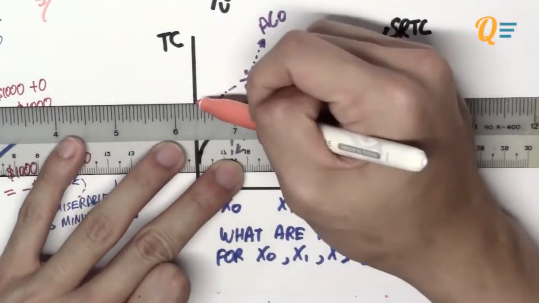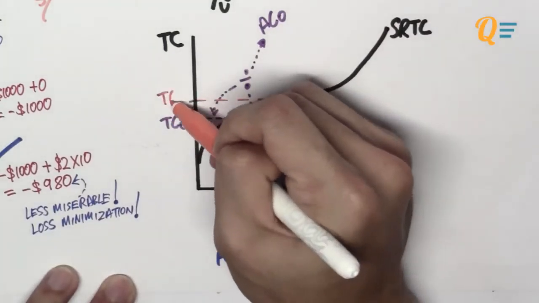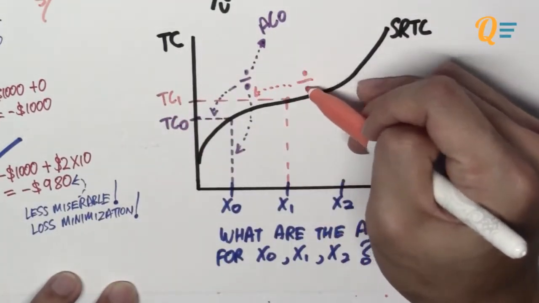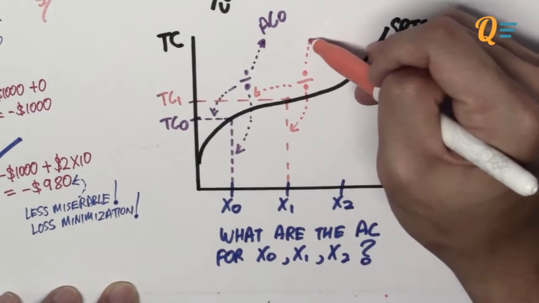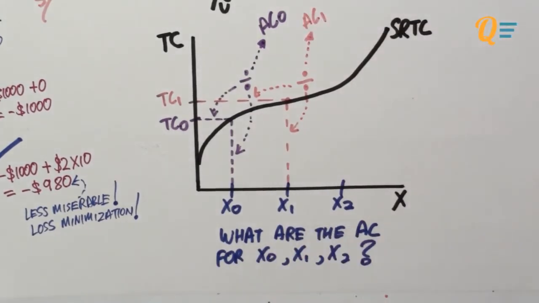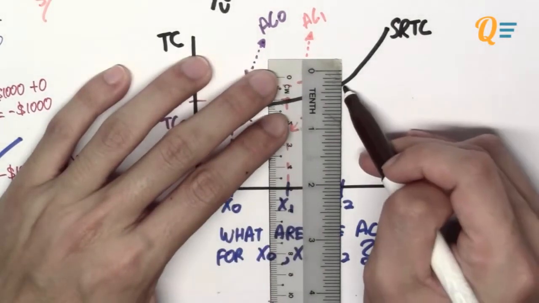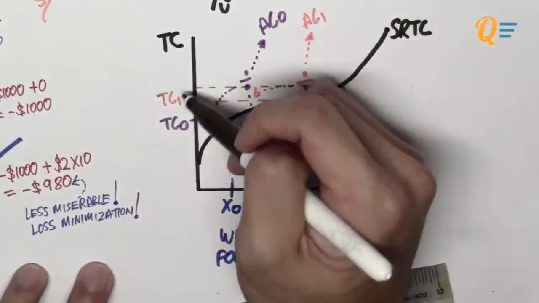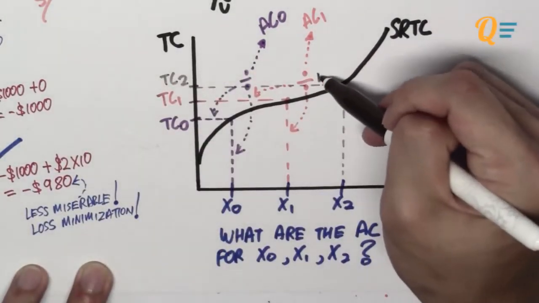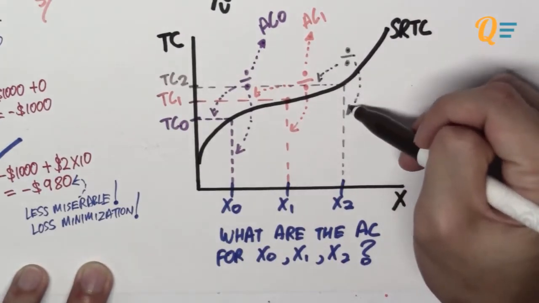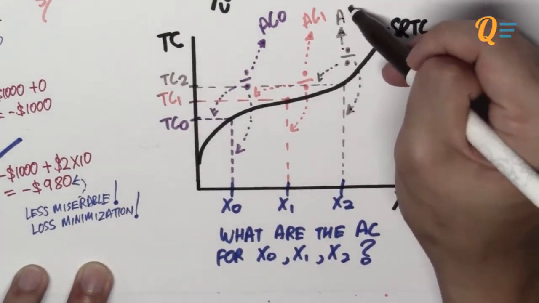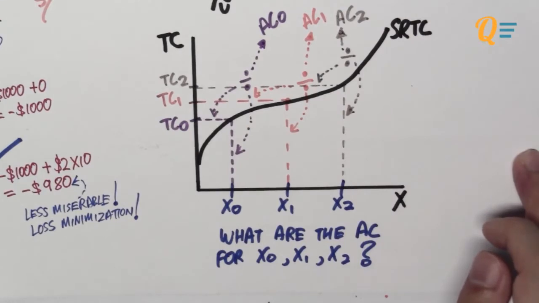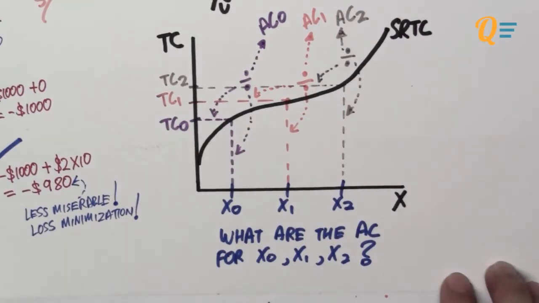Now for X1, the total cost is going to be here. That's TC1. So you need to take this width divided by this height, and you're going to get AC1. Now for X2, to produce up to X2, the firm is going to incur a total cost which is shown here. So that's TC2. So you take this width divided by this height, and you're going to get AC2. So congratulations, you have found all the average costs. That was pretty easy, right?